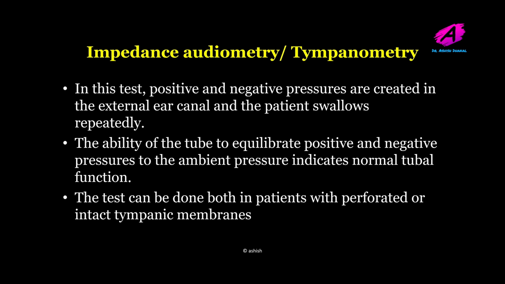So for this, the instrument is the same, that is the tympanometry machine. But we are not going to check the different curves like A, AS, AD, B, C in this, but we are just going to find the Eustachian tube function.